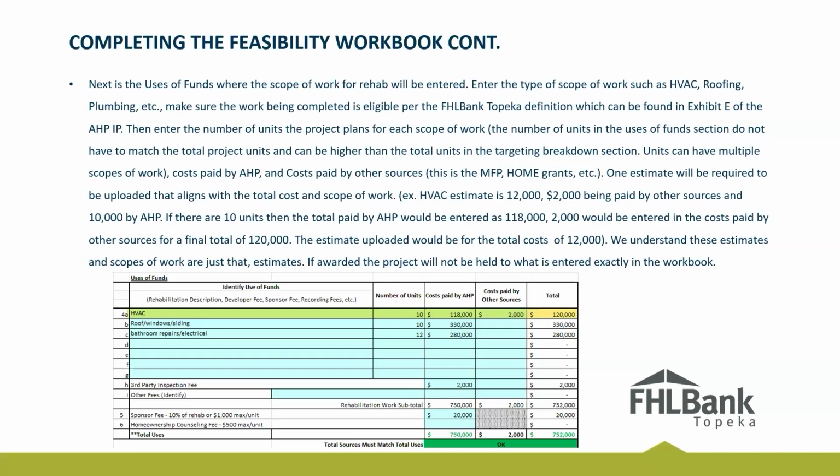For example, an HVAC estimate is $12,000, $2,000 being paid by other sources, and $10,000 by AHP. If there are 10 units, then the total paid by AHP would be entered as $118,000. $2,000 would be entered in the costs paid by other sources for a final total of $120,000. The estimate uploaded would be for the total cost of $12,000. We understand these estimates and scopes of work are just that, estimates. If awarded, the project will not be held to what is entered exactly in the workbook.